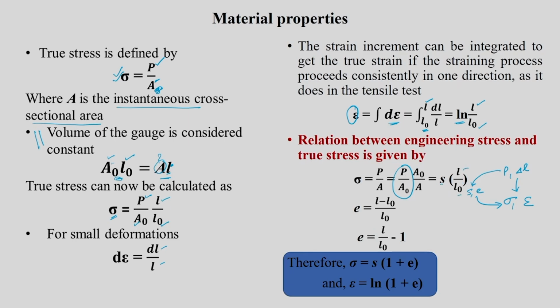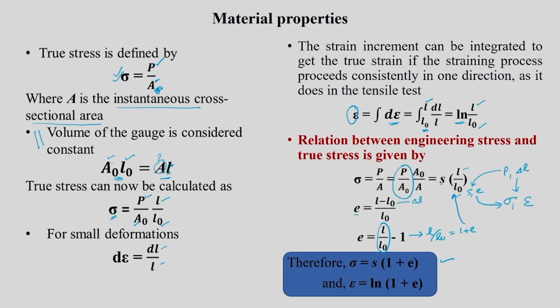Now, engineering strain, I will come back to this formula. Engineering strain is L minus L naught divided by L naught, which we have already seen as delta L by L naught. That is L by L naught minus 1. So, L by L naught is nothing but 1 plus E. I am going to put 1 plus E here, and I will get sigma is equal to S into 1 plus E.